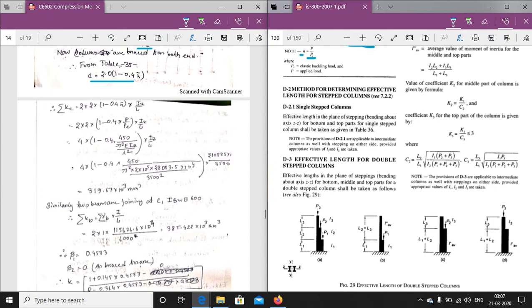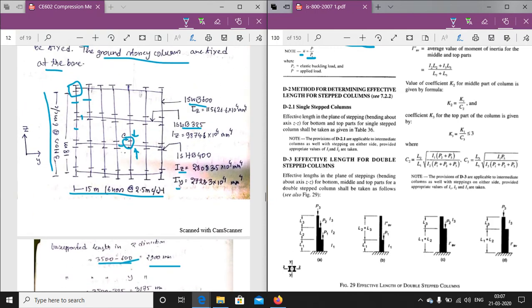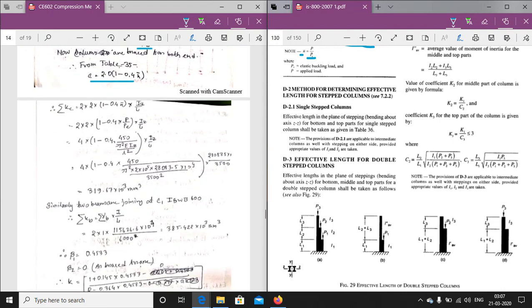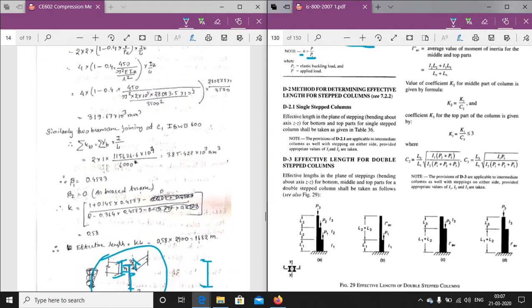So putting all the values, I will be Iz, because here it is perpendicular to the direction. The column is in that position, and its perpendicular is that, so the z direction. So here putting the value of Iz, 28,083.5. So putting all the values, we have calculated that.